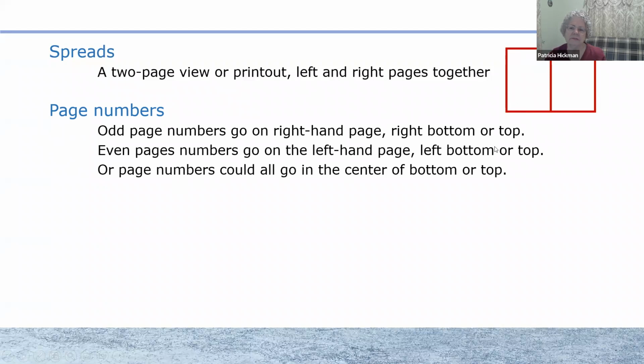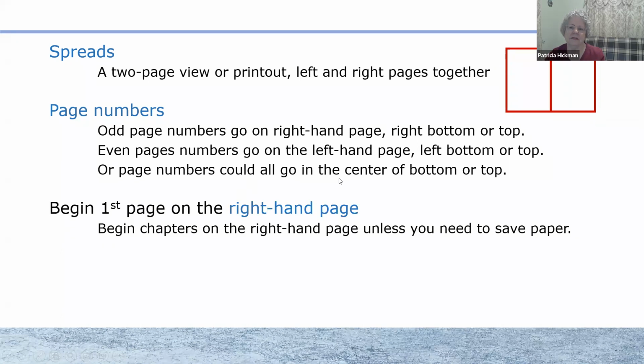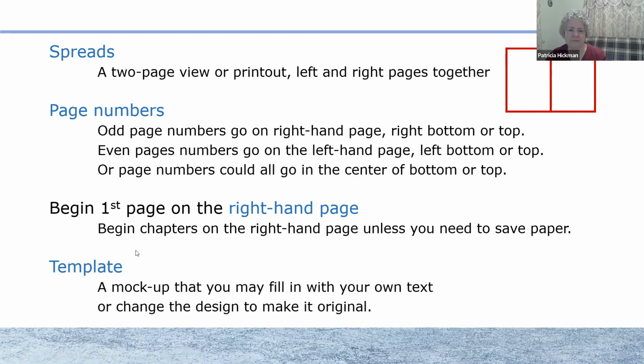And sometimes page numbers can go in the center of the bottom or the top, but usually we have the page numbers in our primer on the odd page numbers on the right-hand page and even page numbers on the left-hand page. So your book should always start on the right-hand page in books that are read from left to right. And also begin chapters on the right-hand page. And there might be a blank page on this side, and then the chapter would start on this side. That's unless you need to save paper in your printout.